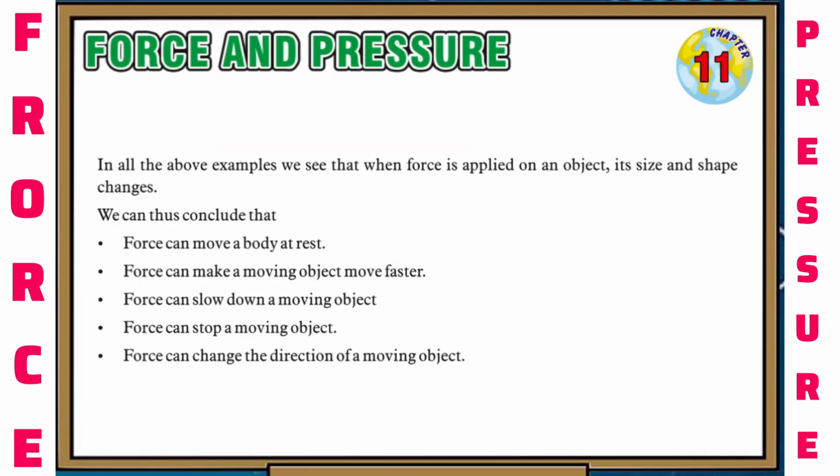Now, in all the above examples, we can see that when force is applied on an object, its size and shape change. We can thus conclude that force can move a body at rest. Force can make a moving object move faster. Force can slow down a moving object. Next, force can stop a moving object, and force can change the direction of a moving object. So I hope you have understood what a force is.